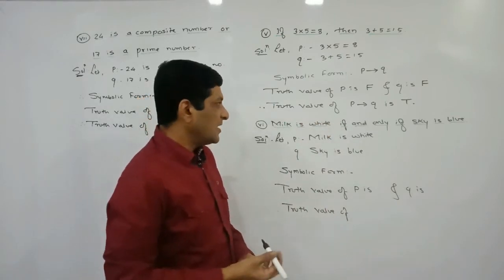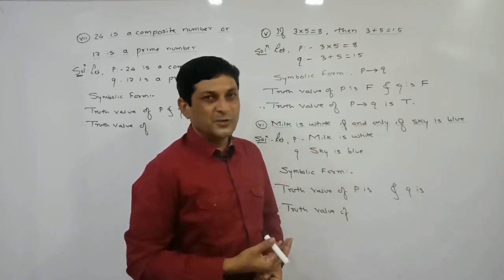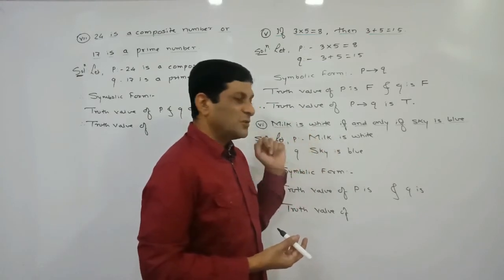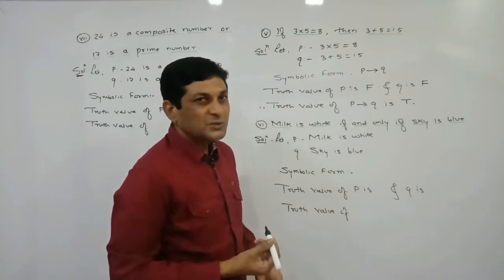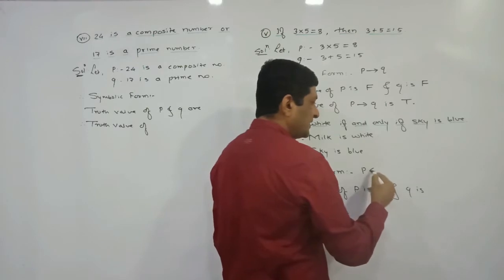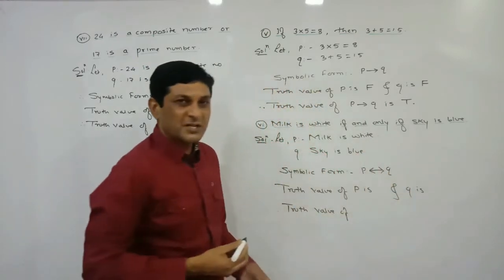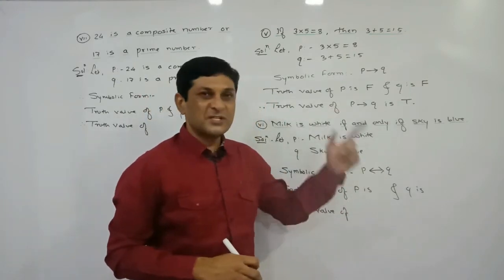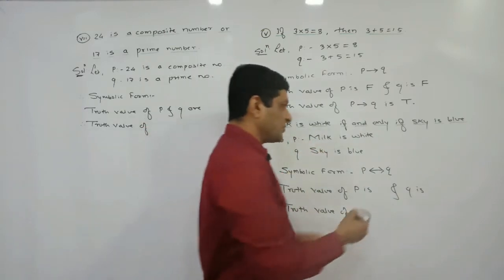Observe the next statement: milk is white if and only if sky is blue. Here two parts are connected by if and only if. The first part, milk is white, let us denote by P, and the second part, sky is blue, let us denote by Q. If and only if is denoted by double implication, which is the symbolical representation of if and only if. Once the symbolical representation is known, find out the truth values of P and Q. Milk is white, yes, it is true.